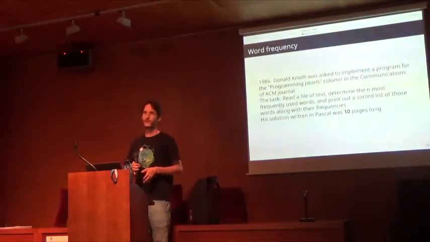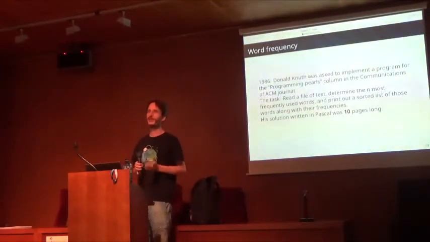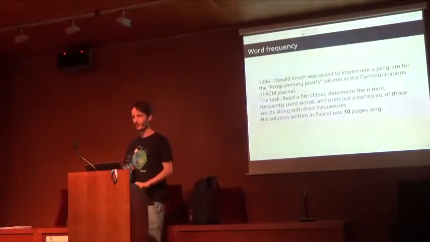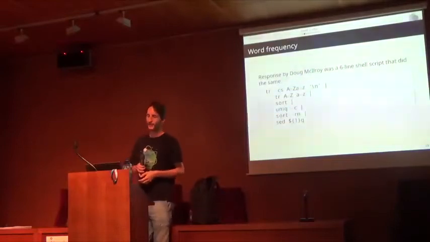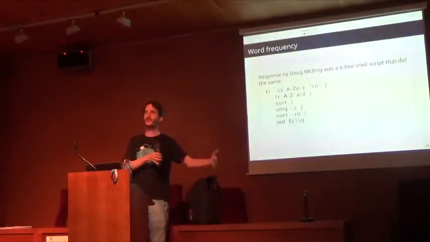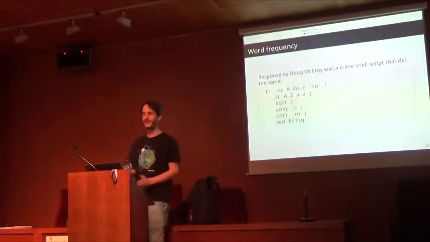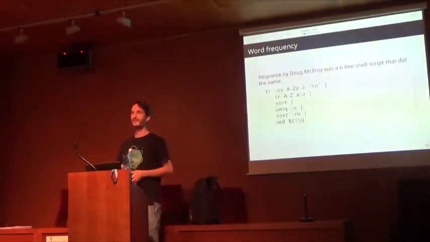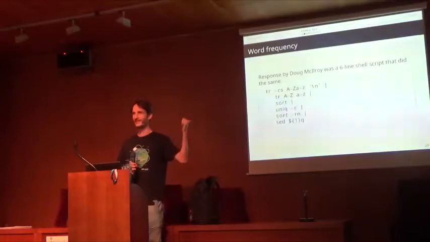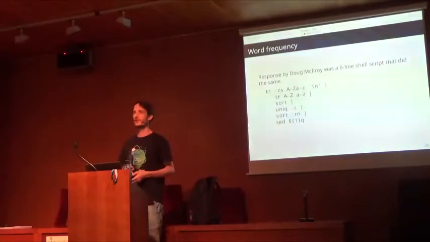And obviously, when you get to critique Donald Knuth's code, you need to really, really try as hard as you can. And Doug McIlroy just sent a response with six lines of Unix shell script. So, 10 pages of beautifully documented Pascal code versus six lines of Unix shell script. Obviously, this wasn't as efficient as Donald Knuth's code, but just look at it. It fits on one slide and it's almost readable if you know Unix shell.